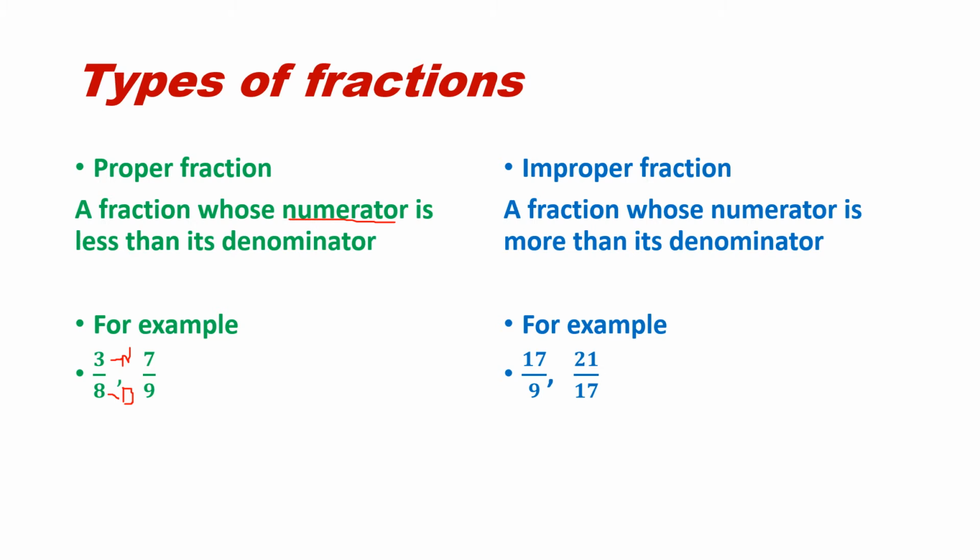Here also numerator is 7 and denominator is 9. Okay. So we know that 7 is less than 9. Numerator is less than the denominator. So this is called a proper fraction.